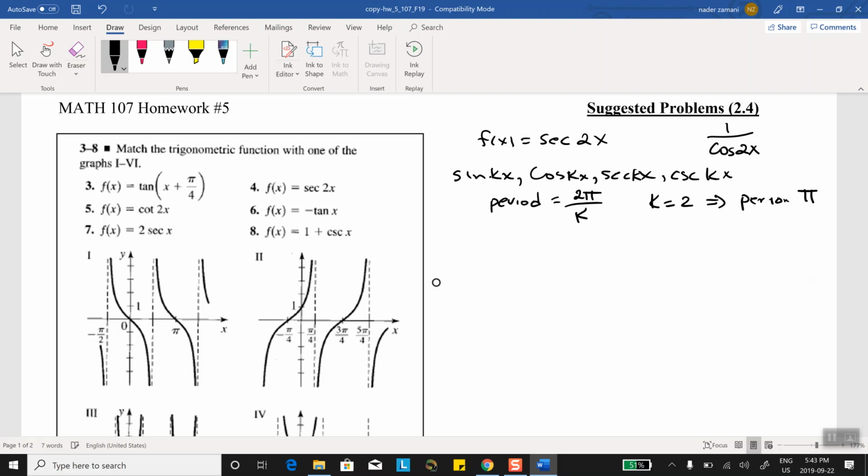The period is pi. I don't want to rely on the knowledge or memorizing of what the graph of secant of x looked like.